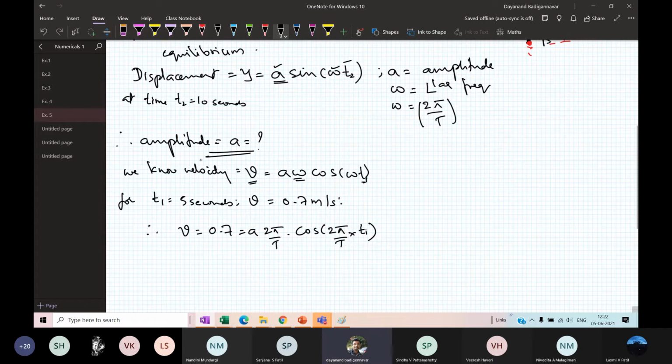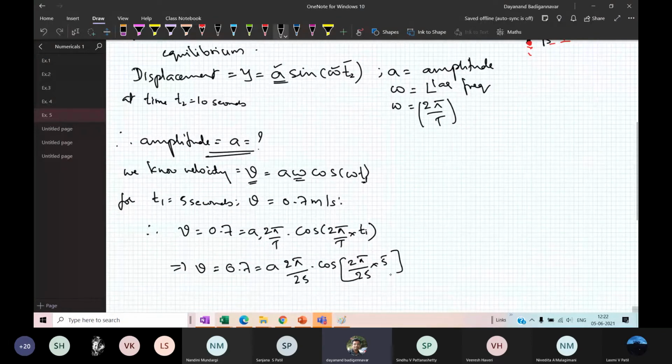Now write it. Therefore, v is equal to 0.7, that is equal to A into 2 pi divided by T. What is T? T is 25 seconds, into cos of 2 pi divided by T, T is again 25 seconds, and T1 is 5 seconds. You substitute it. Now you have to find cos of this value. You have to find this term, then rearrange it and get the value.